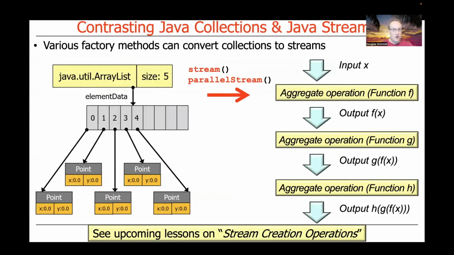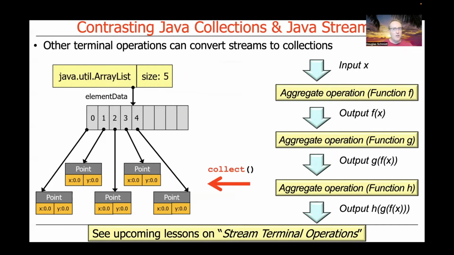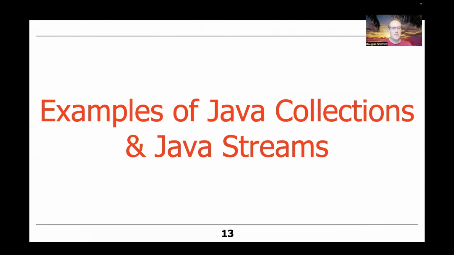Needless to say, because they're often used together in the same program, there are various factory methods that can convert collections to streams, the most popular of which are the .stream and .parallelStream factory methods, although there are about another dozen plus factory methods that convert various things to streams under various circumstances. And there are also other so-called terminal operations that can be used to take a stream and convert it back into a collection. By far the most common of those is the collect terminal operation. And we cover that in much detail later in the course.